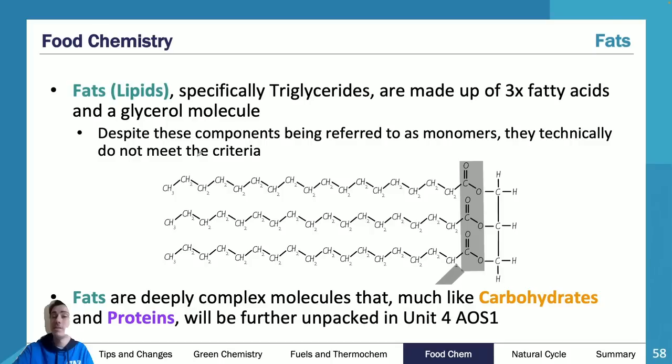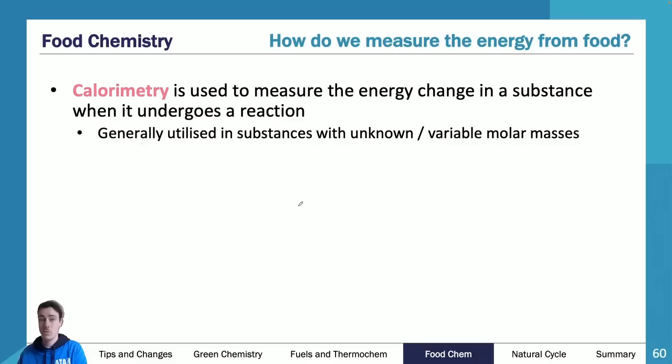This is really fun. Now, pushing through, we're going to push through these last 20 slides pretty quickly. Calorimetry, this used to be a massive part of Unit 4 of Study 2. It's now been moved here. It's not as big now, it's a lot smaller, but I am just going to go through it very briefly. Calorimetry is used to measure the energy change in a substance when it undergoes a reaction. So generally in a substance with unknown or variable molar mass, so generally a food. We generally use food. It comes in two forms, bomb and solution. Bomb is the most common.